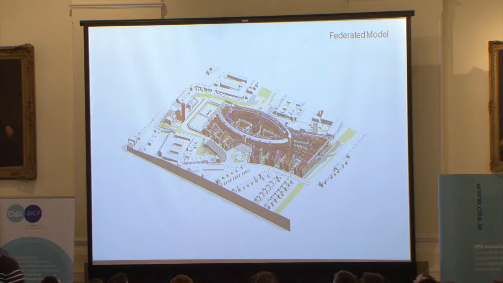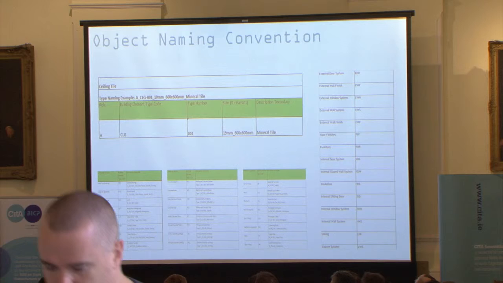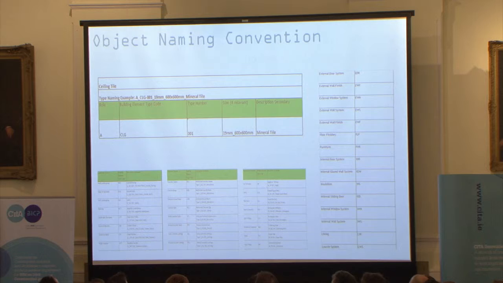So we have an object naming convention on the project. This has come from a previous job that we worked on with BAM. It's quite simple. Role first, whether it's architecture or engineering, building element type code, so whether it's a ceiling or a wall, and then a type number 1, 2, 3. Size, and then a secondary description. So this has been used by the architectural team and the engineers and the structural team.